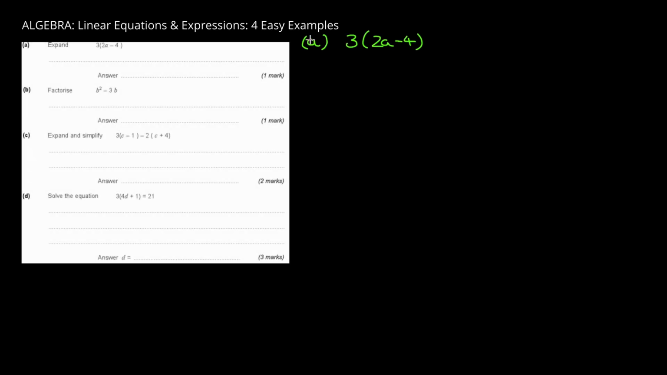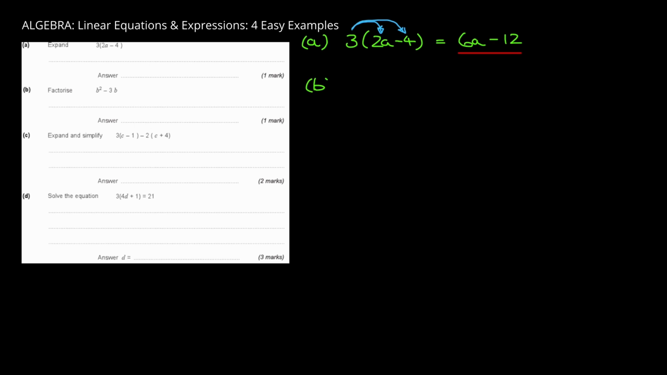Part A. Well, the 3 is going to multiply with the 2a, and it's going to multiply the negative 4 in pulling that bracket apart. So let's do that. 3 times 2a is 6a, and 3 multiplied by negative 4 is negative 12. And that is your answer.